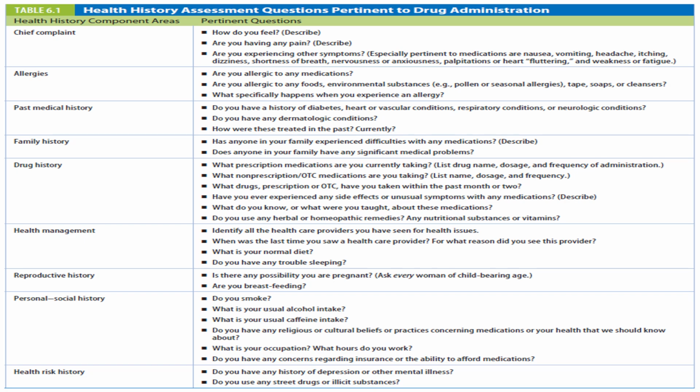Now, baseline electrolyte values are important parameters to obtain. Because many medications affect electrolyte balance, renal and hepatic function tests are essential for many patients, particularly older adults and those who are critically ill, because kidney and liver disease often require adjustments in drug dosages.